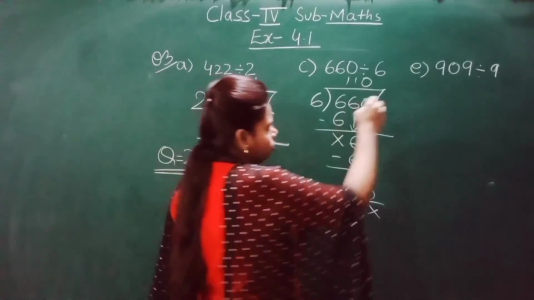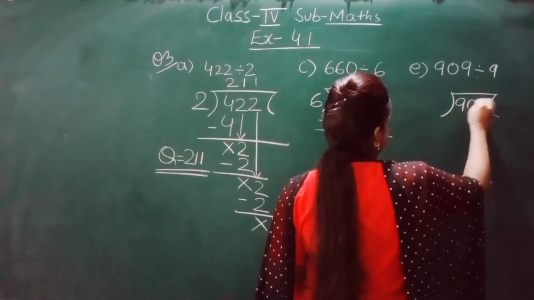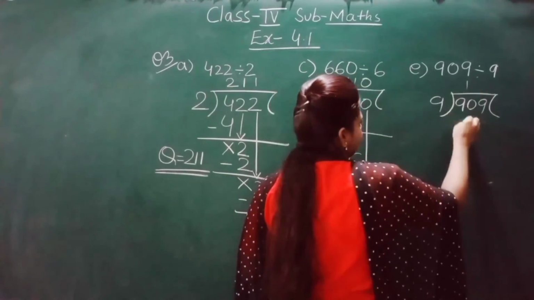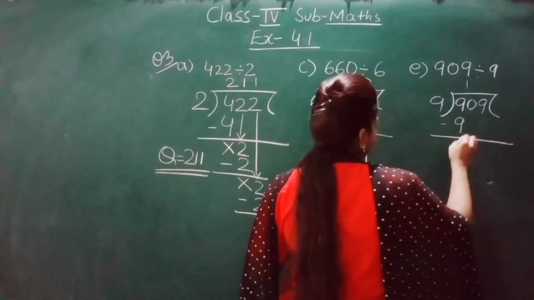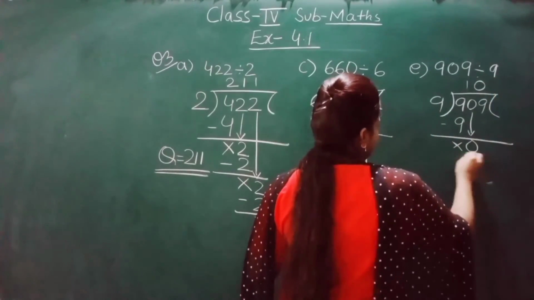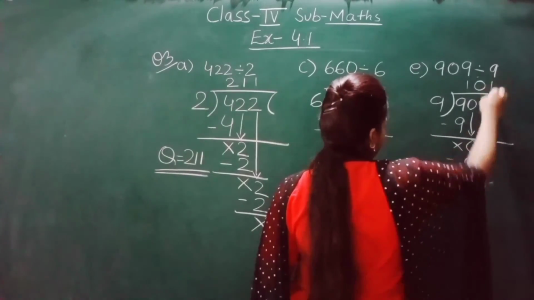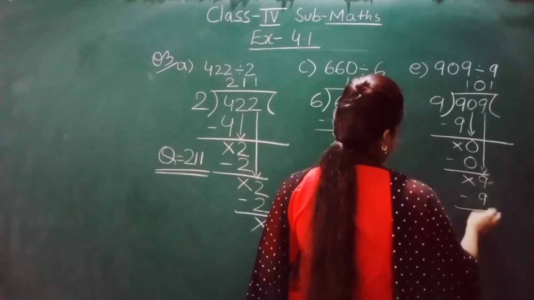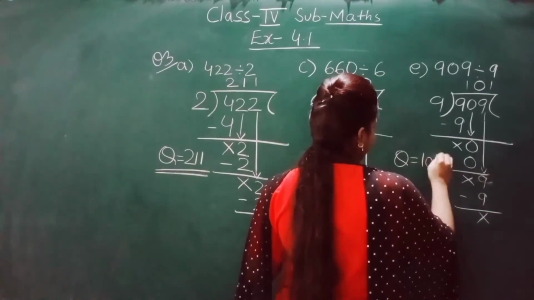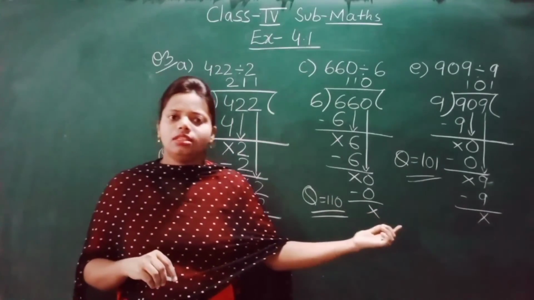Now let's do E. Dividend will be inside, 9 will be outside. 9 how much is 9? 9 ones are 9. 9 minus 9 is 0. Bring this 0 down. 9 0s are 0. Then bring this 9 down. 9 ones are 9. 9 minus 9 is 0. So what is the quotient of this? 101. This is the answer.